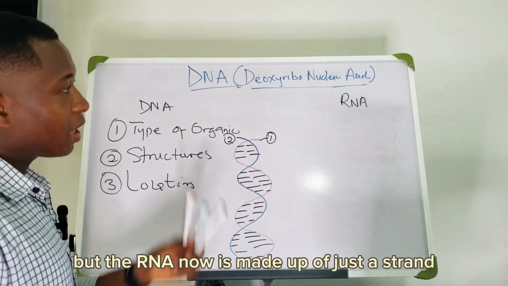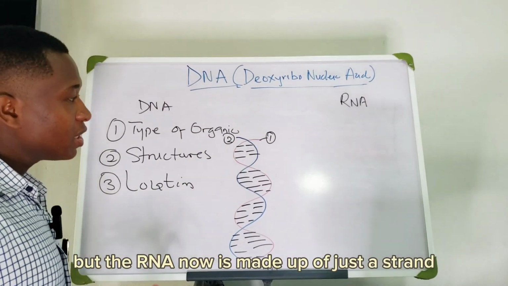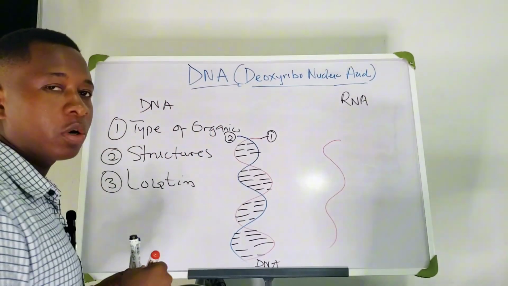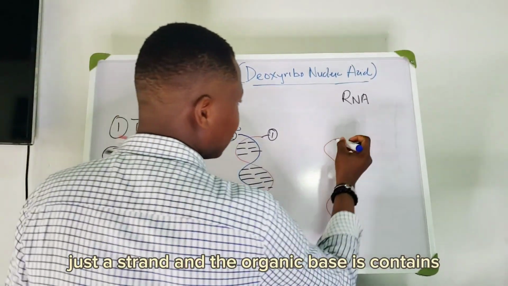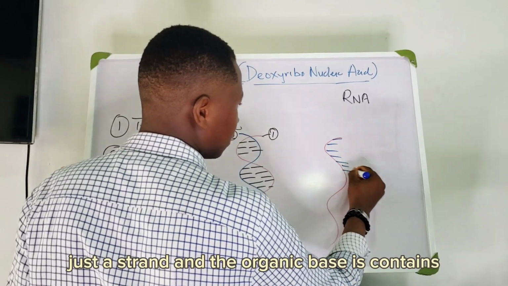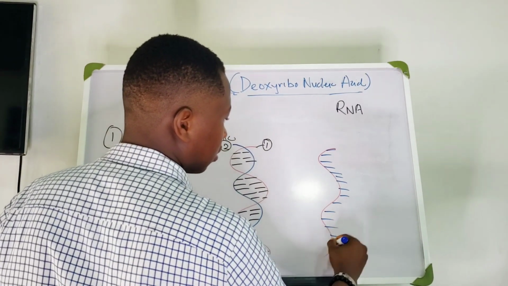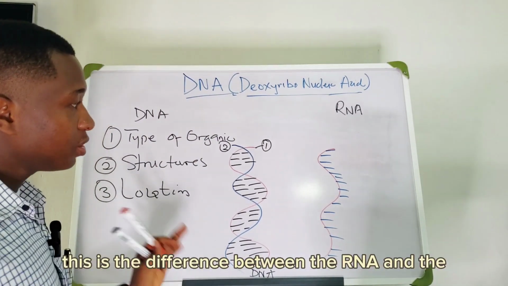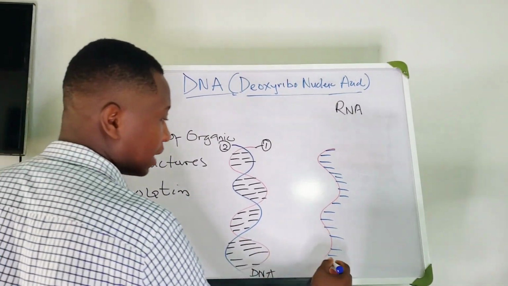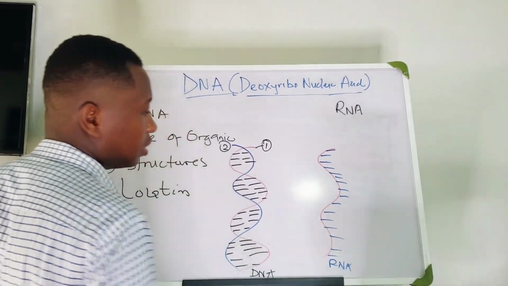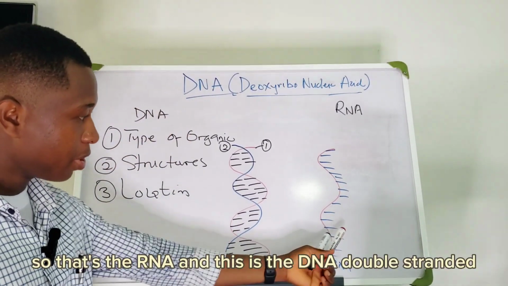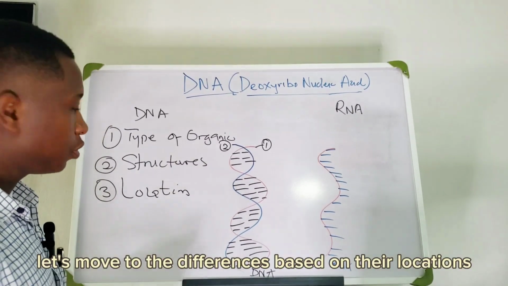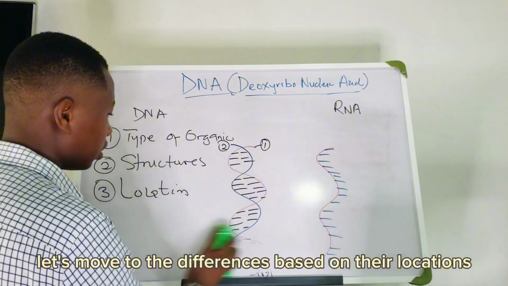But the RNA now is made up of just a strand. All right, just a strand, and the organic base it contains. So structurally, this is the difference between the RNA and the DNA. Okay, so that's the RNA and this is the DNA. Double-stranded, single-stranded. All right, so let's move to the differences based on their locations.